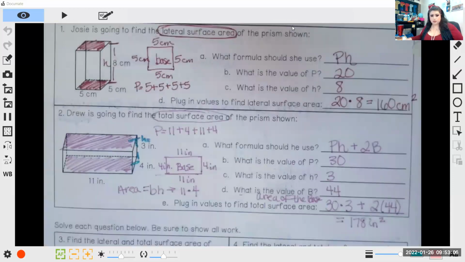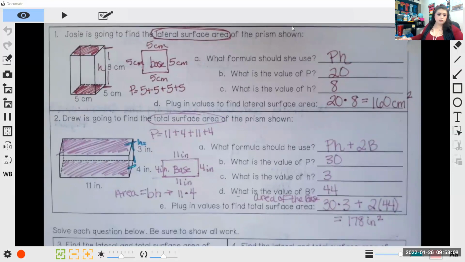Oops, apologize. Okay, so at the bottom are 4 problems that you are going to work through by yourself and or go through with your teacher to see how you do. All right.